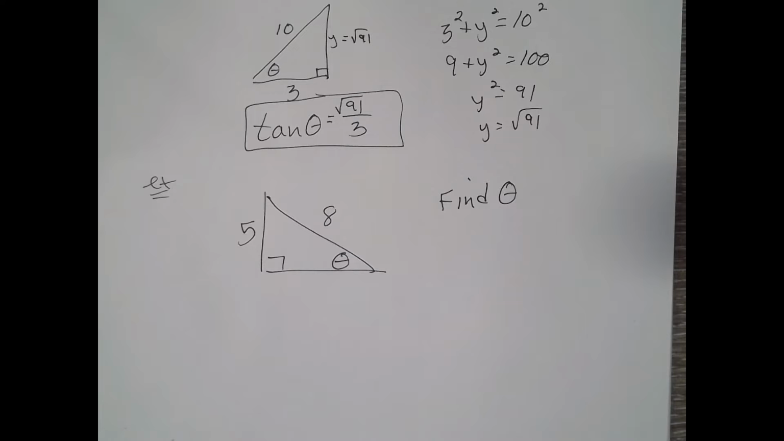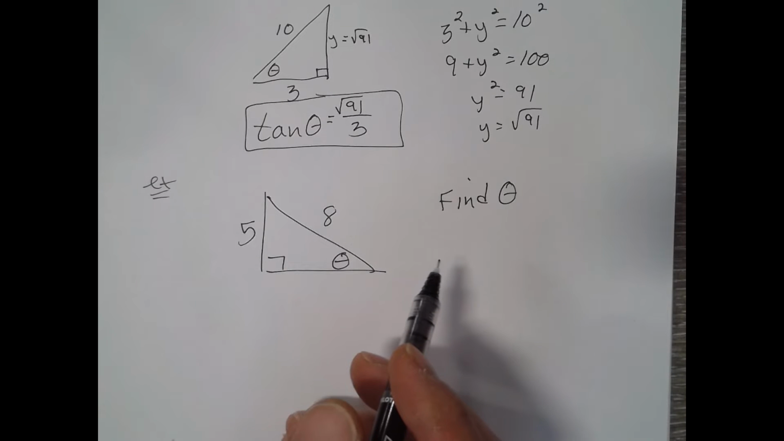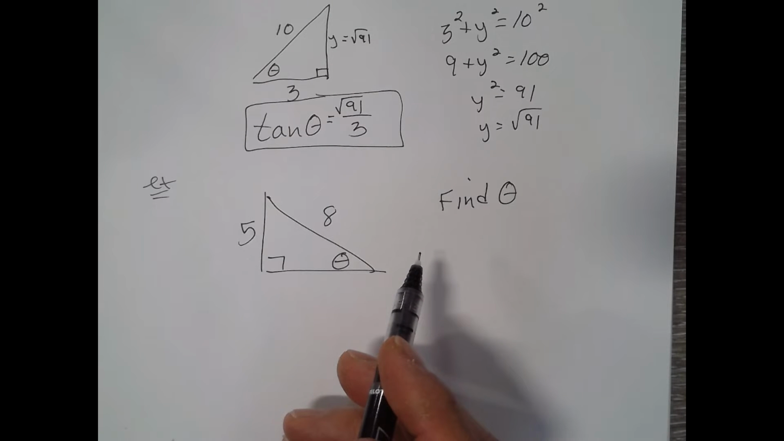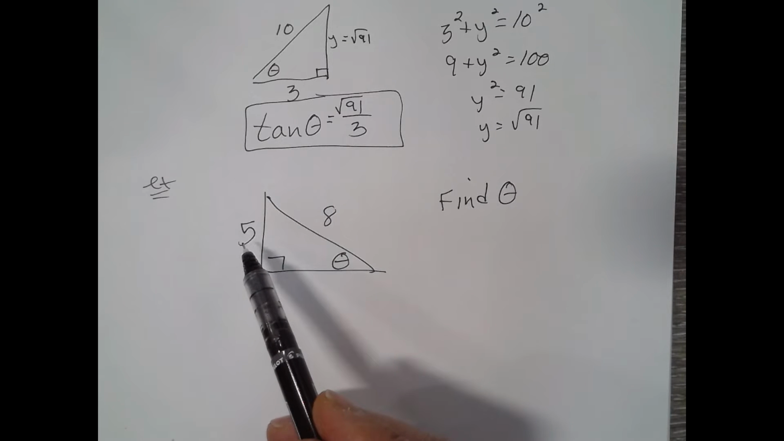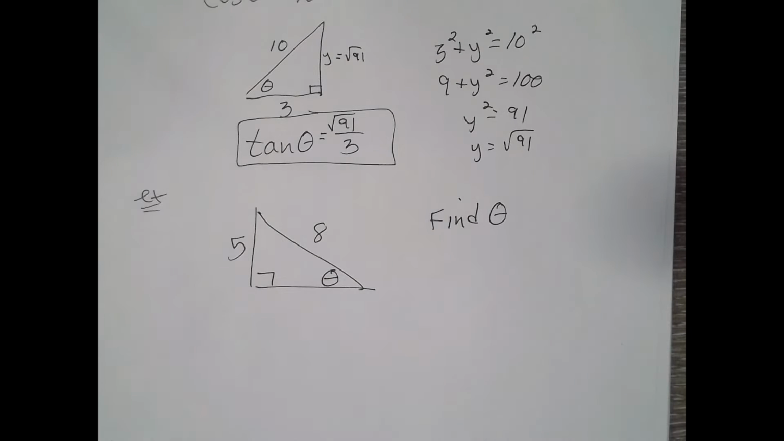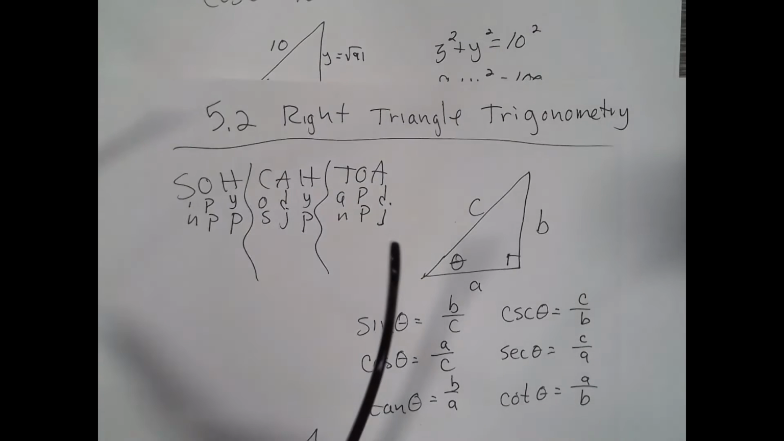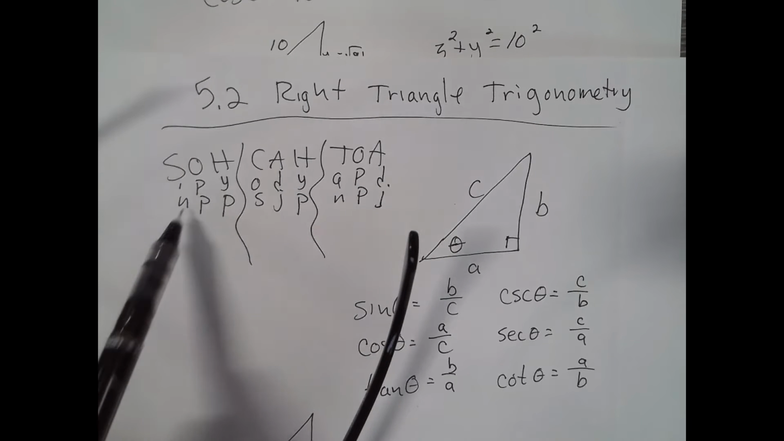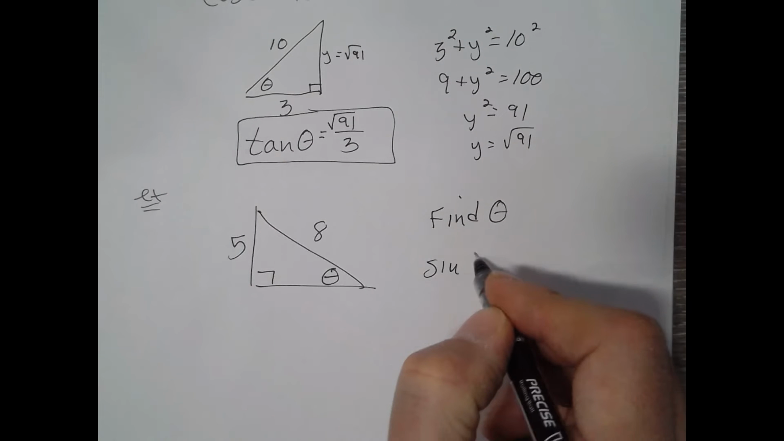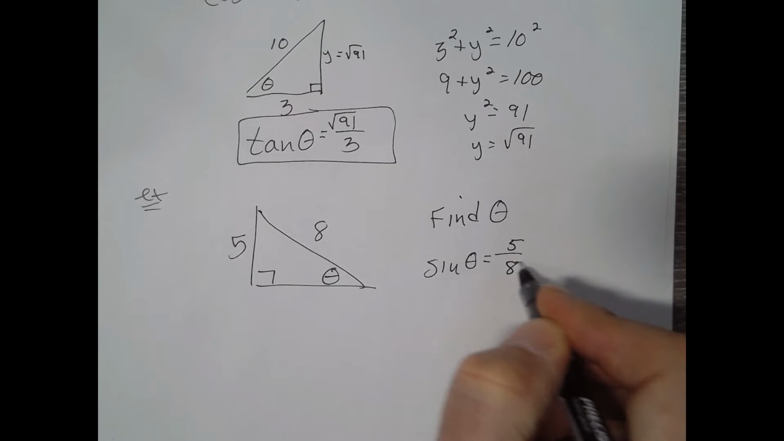So between sine, cosine, and tangent, what sides are we dealing with here relative to theta? Okay, we have a hypotenuse. And what about 5? Is that opposite or adjacent? That is opposite. So which of those trig functions is opposite over hypotenuse? That'd be sine. So sine of the angle is opposite over hypotenuse. So sine of theta is 5 over 8. So that's where you should start.